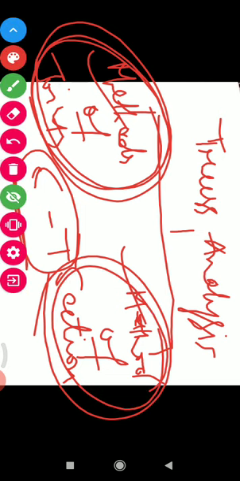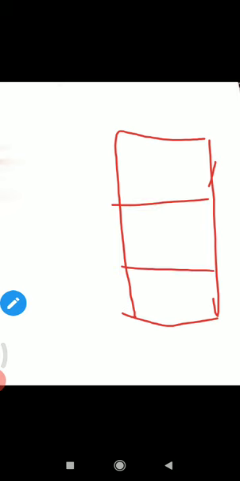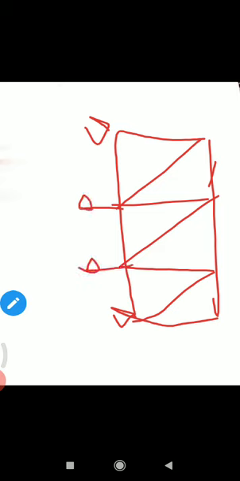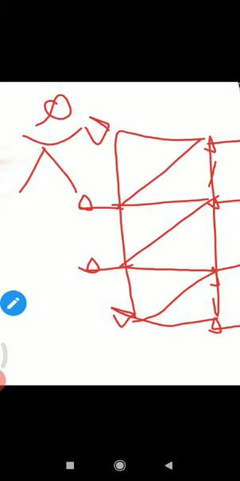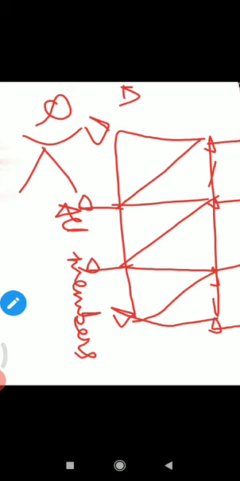Let me illustrate it with an example. Okay, so if this is a particular truss, these are the supports, the loads are acting over here. So the questions may be asked in two ways. The question may ask to find forces in all members, suppose it is A, B, C, D, this one is E, F, G, H, in all members.